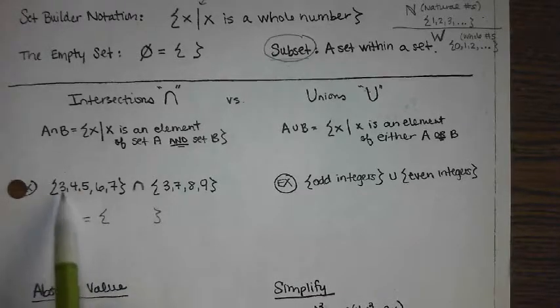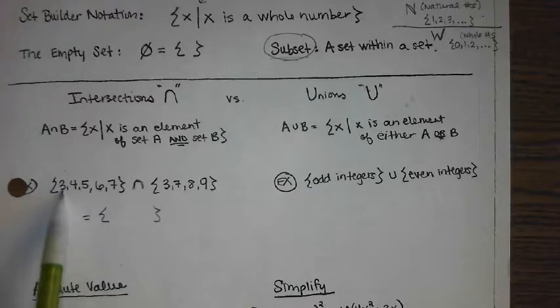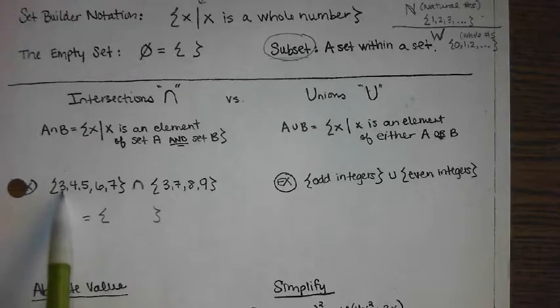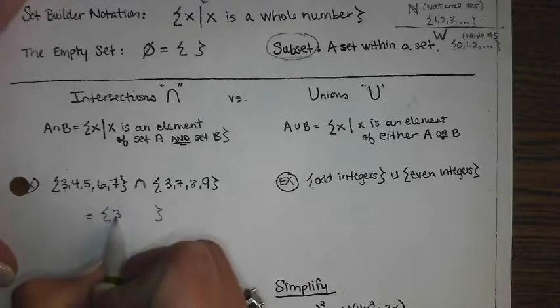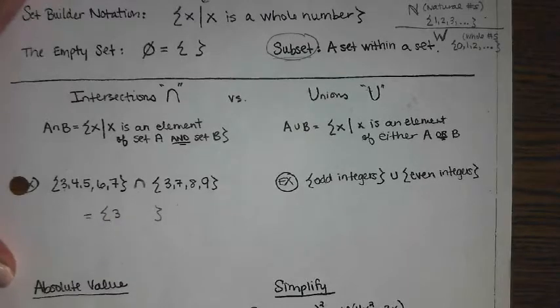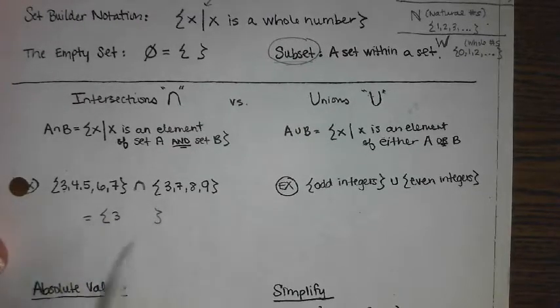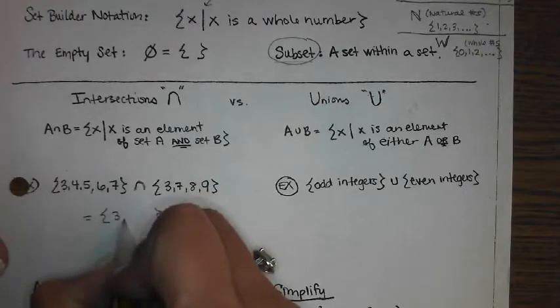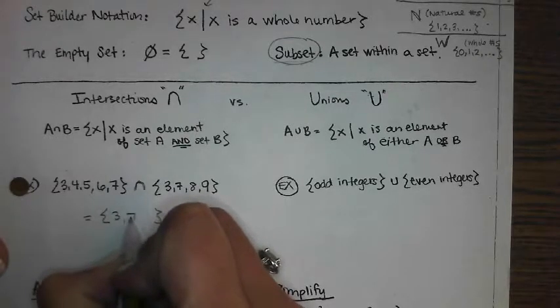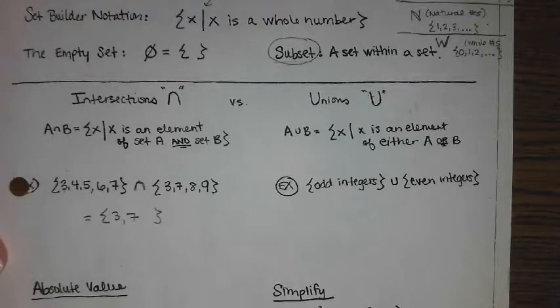Okay, so this set has the number 3. Does the other set have 3 as well? Yes, so 3 would be in there. So is it clicked? Okay, so what else would be in our intersection? 7. Anything else? Nope, just 3 and 7.